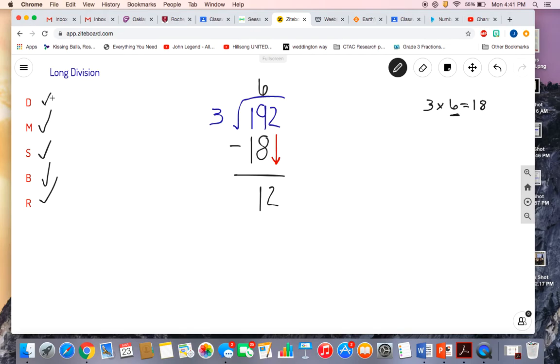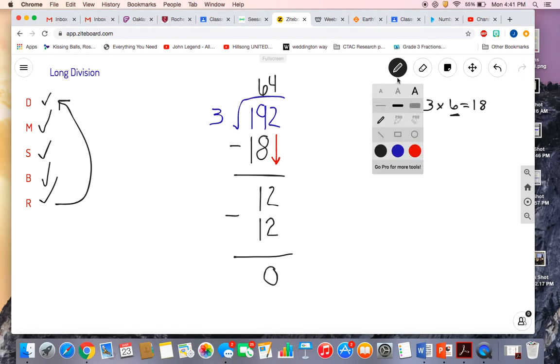So I'm going to divide again, going back up to the top. And I know that 3 goes into 12 in even 4 times. 3 times 4 will give me 12. So now I subtract. 12 minus 12 will give me 0. And I know 3 cannot go into 0, so I'm all done. And my answer is 64.